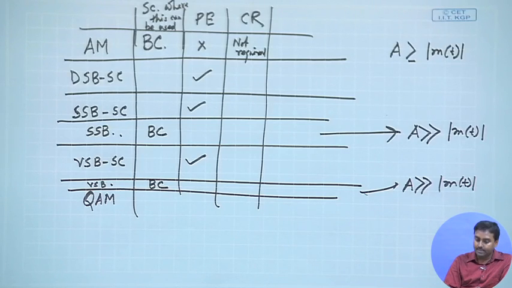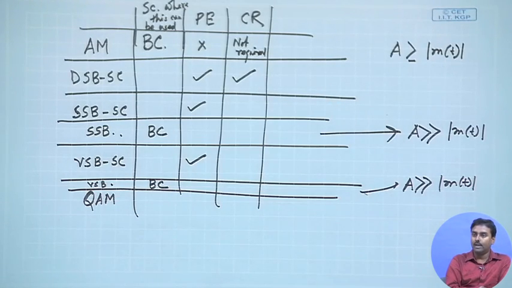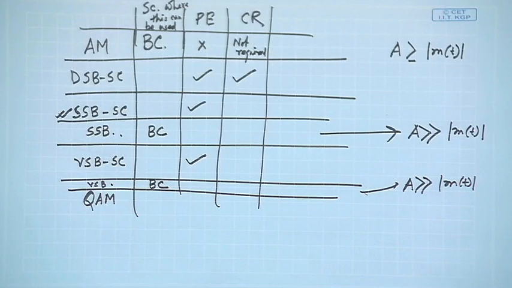Whereas for DSB-SC, yes, carrier recovery is required. That's a big circuitry. We have already started talking about carrier recovery. We have promised that next we will be discussing the phase lock loop, which is an integral part of carrier recovery. So DSB-SC definitely requires carrier recovery. For SSB-SC, something we proved in the last class is that carrier recovery is very difficult.